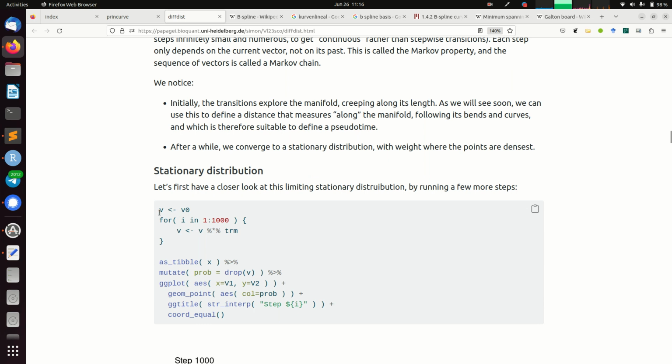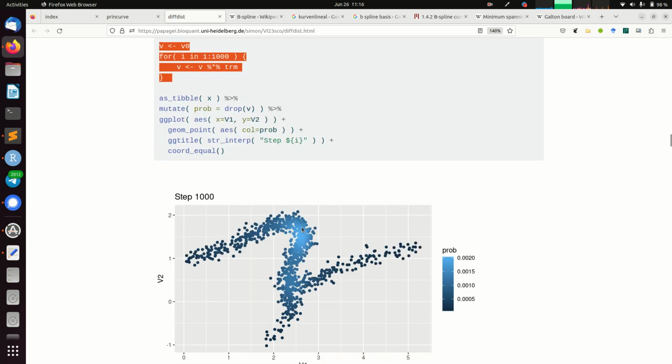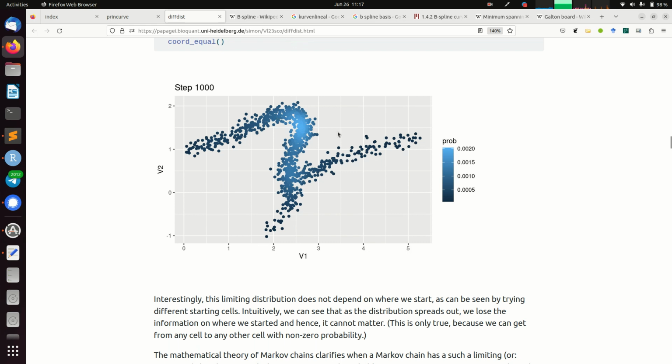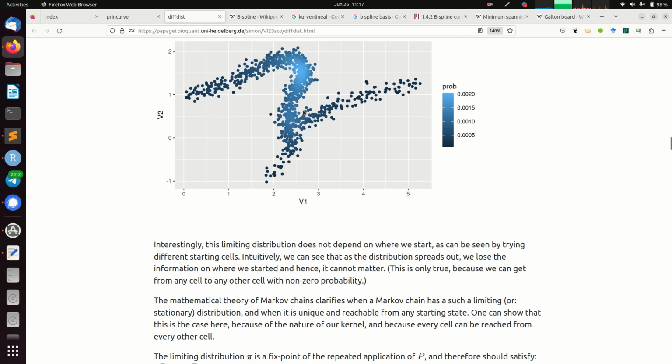Run a few more. So here I have run 1,000 steps, again starting at the same starting point. And as you can see, we end up at precisely the same as here. So nothing much happens anymore after 300 steps. And now, how do we find this stationary distribution? There's one thing that we can say.